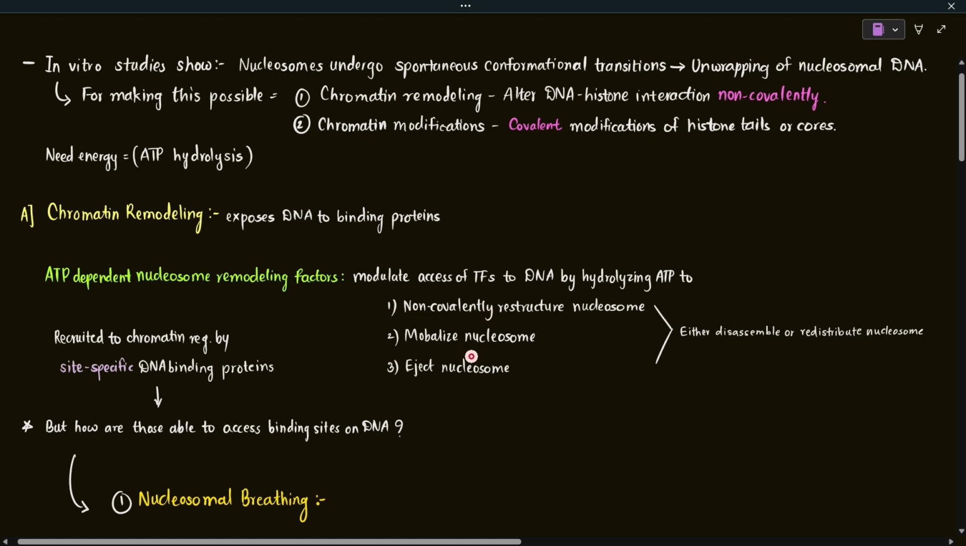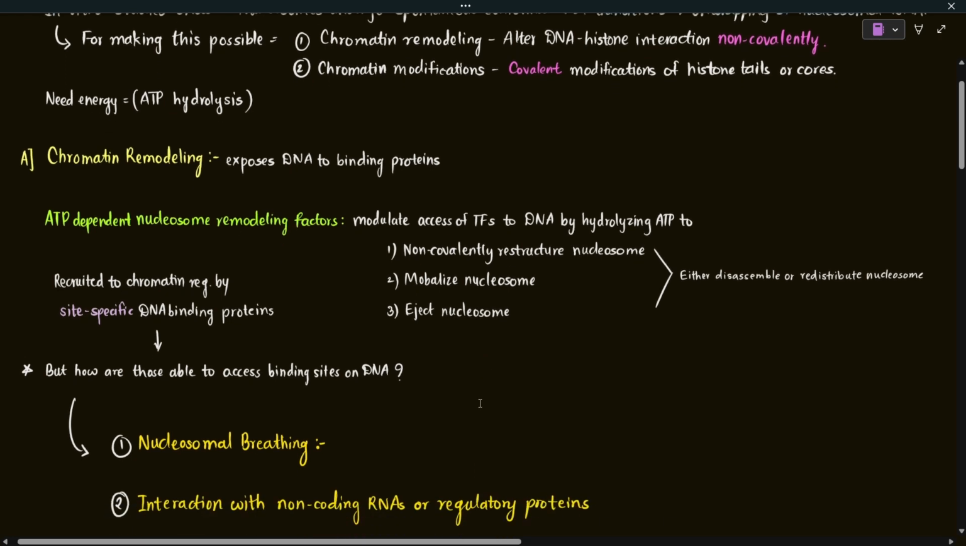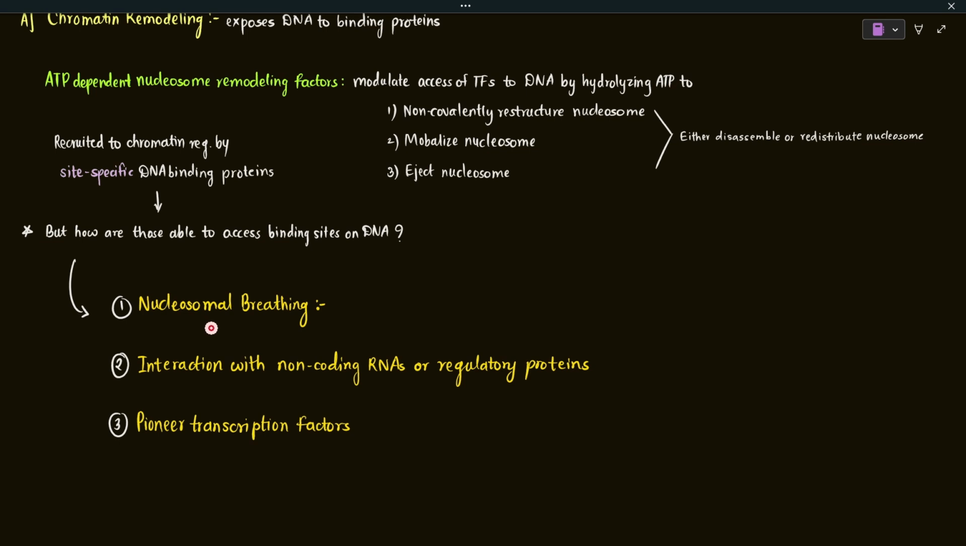So for recruitment of remodeling factors, in the last class we gave a hypothesis that we need site-specific DNA binding proteins. But in the last class I asked one question: how are those site-specific DNA binding proteins able to access the DNA? Because the DNA is already occluded by nucleosomes, right? So even after being occluded by the nucleosome, how can those remodeling factors access the DNA? There are three possible mechanisms.